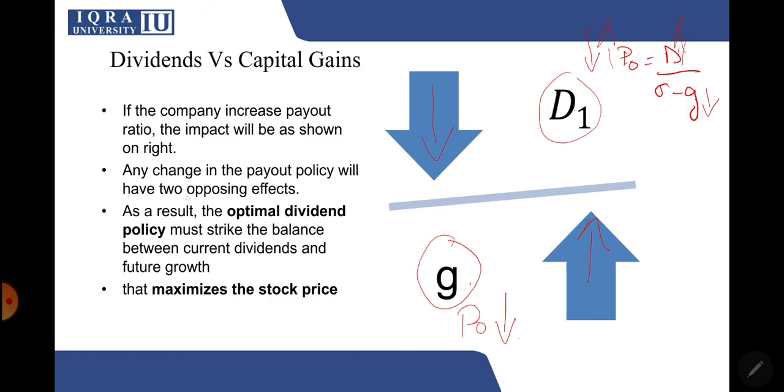So the problem is that there are two opposing effects. One is increasing the stock price and the other is decreasing the stock price. And it is very difficult to find out what the optimum dividend policy should be. Now the optimal dividend policy has to strike a balance between these two opposing impacts. And again the objective is to maximize the stock price. So they have to find out the payout ratio at which their stock price is going to be maximized.